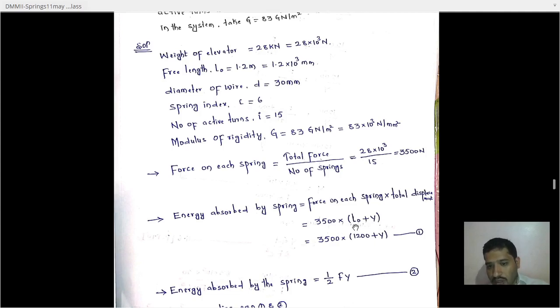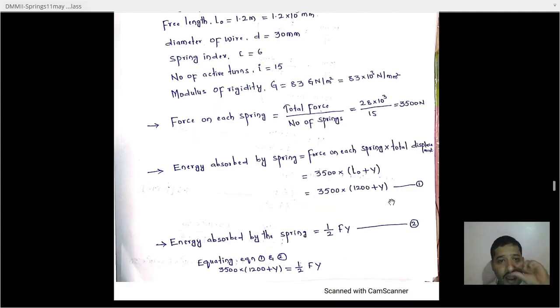Free length, how much is there? 1.2 into 10 power of 3. If you multiply, you will get 1200 mm. Is it right? 1200 mm plus y. Because we don't know the value of deflection, this is considered as equation number 1.